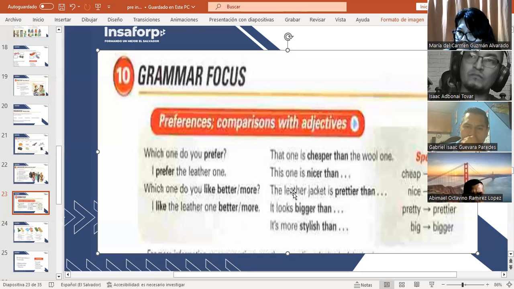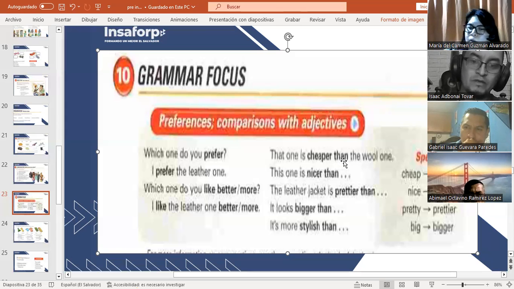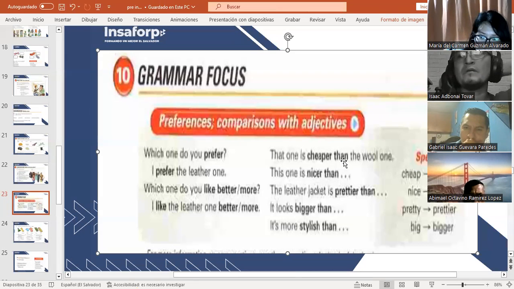Okay, now, let's go to the next column. That one is cheaper than. When I use than, I'm comparing two things of the same kind, del mismo tipo, right? Can be two cars, two watches. Perdón, teacher, ahí en la segunda, that one is cheaper, está haciendo una comparación entre dos artículos parecidos, pero está hablando del más barato, ¿no? Correcto. Ok, gracias.